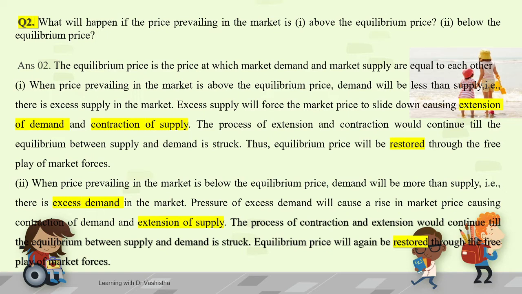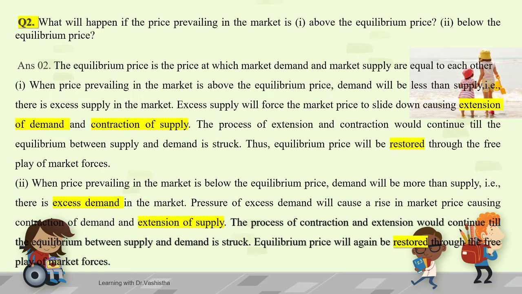Now when the price is below the equilibrium price, of course demand will be more, because the price has gone down. So demand will go up, and demand will be more than supply, causing a situation of excess demand in the market. Now this pressure of excess demand will cause a rise in market price. When demand increases, of course the market price will rise, and that will cause the contraction of demand further with the extension of supply.